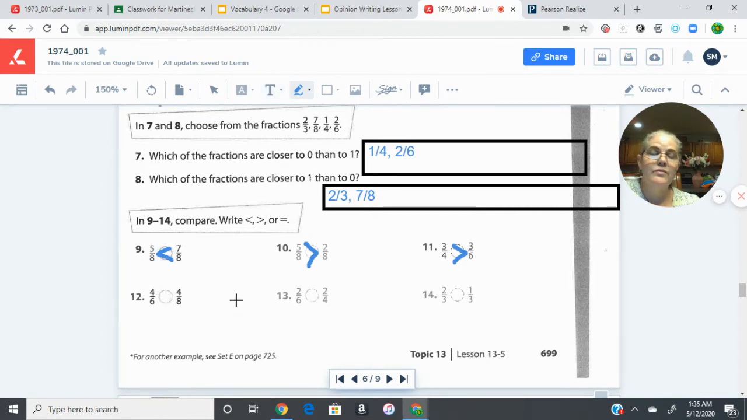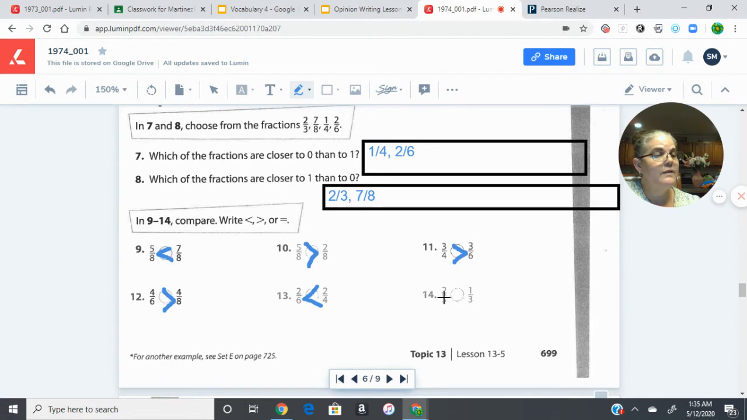4/6 compared to 4/8. 4/6 is going to be bigger. 2/6 compared to 2/4. Well, there's a 6 here and a 4. So these pieces are going to be bigger than those pieces. So 2/6 is less than 2/4.